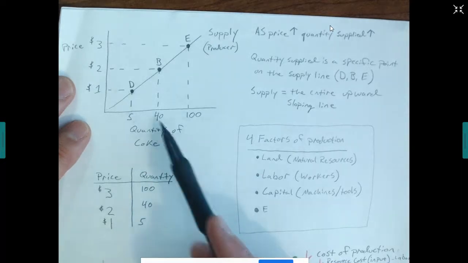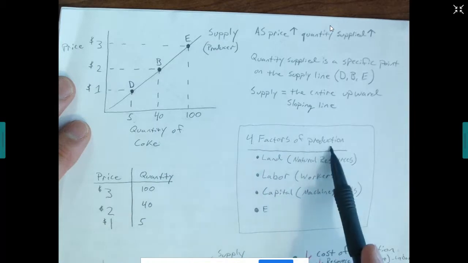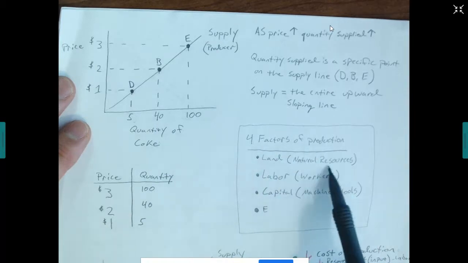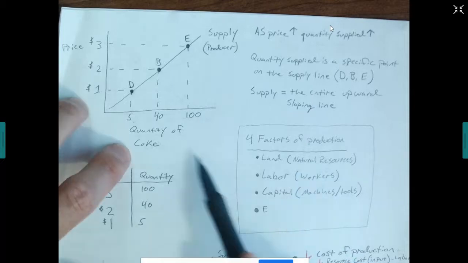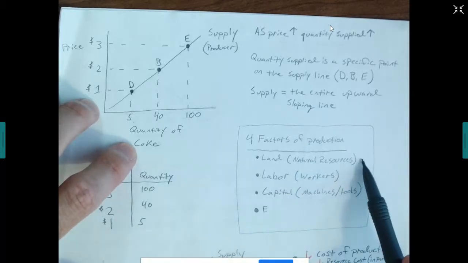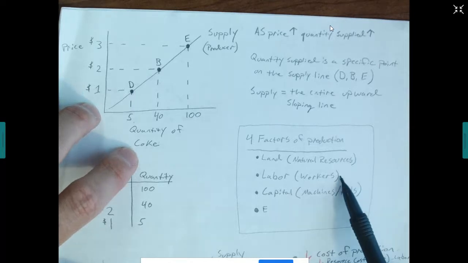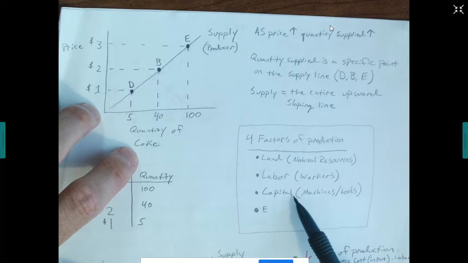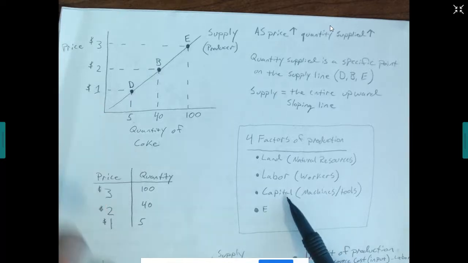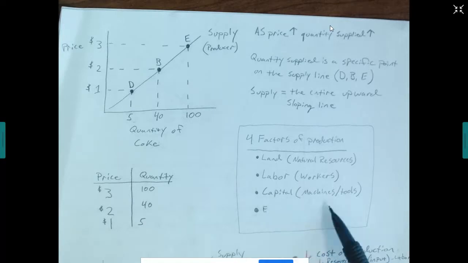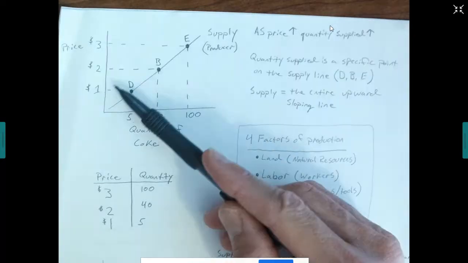Remember, there are 4 factors of production. Land, which are the natural resources. In this case, for Coca-Cola, a natural resource could be water or sugar, or even the oil that's used to help distribute and manufacture the Coca-Cola. Workers are the laborers. Machines, tools, and equipment is known as capital. The bottling machines, the machines that press out the plastic, and then entrepreneurial ability is the last element there.